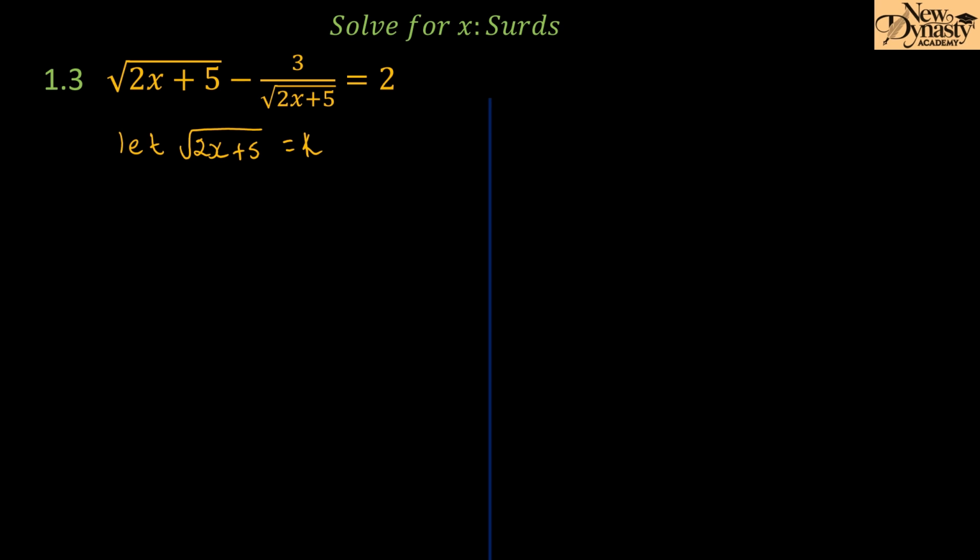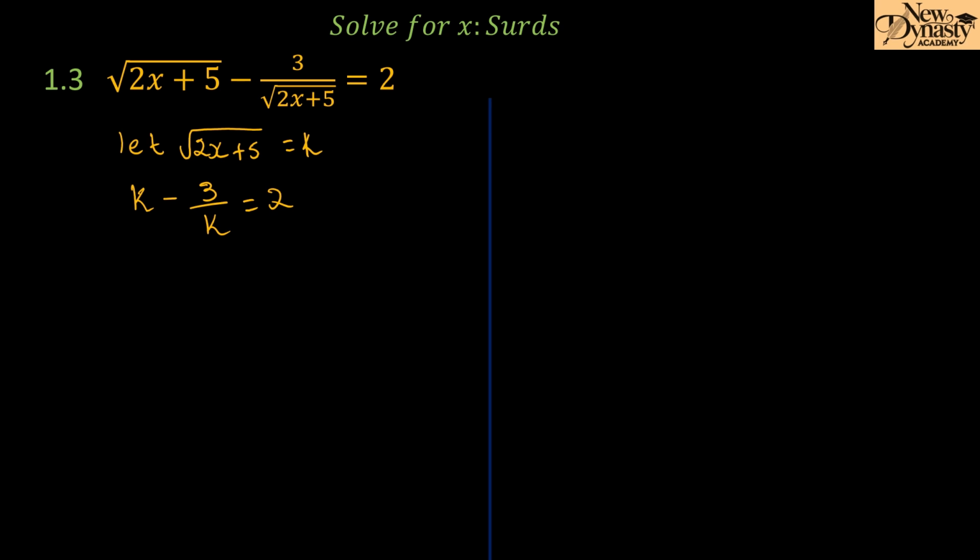So instead of the root of 2x plus 5, we write K, then subtract 3 over K, and that is equal to 2. So for us to be able to simplify this, we can see that we've got the fraction negative 3 over K. So we must make sure that everything is linear before we simplify this. For us to be able to do that, we're going to multiply each term by K so that we eliminate the K that is in the denominator. So each term must be multiplied by K.